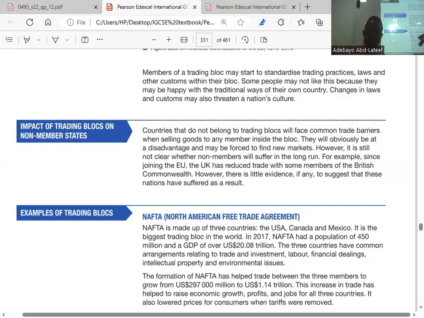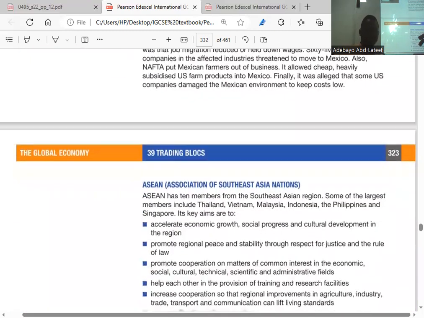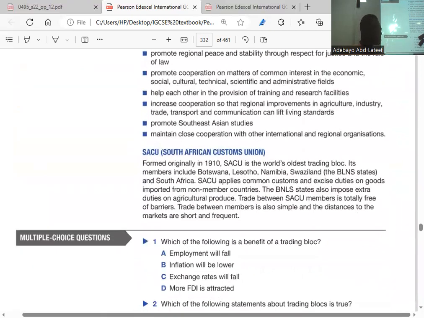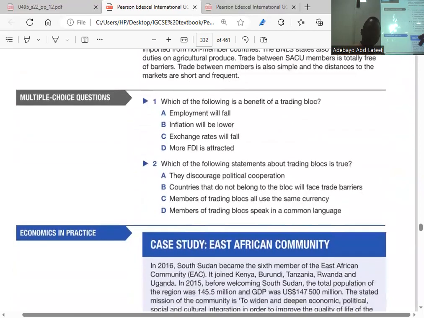So let's go to examples of trading blocs. We have NAFTA, which is the North American Free Trade Agreement. It's just examples. We have ASEAN, the Association of Southeast Asian Nations. These are different trading blocs. We don't need them, they are just examples. Any question about that? We don't have. Go on to the question.